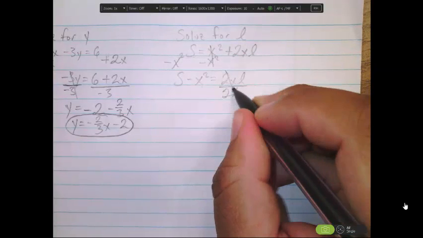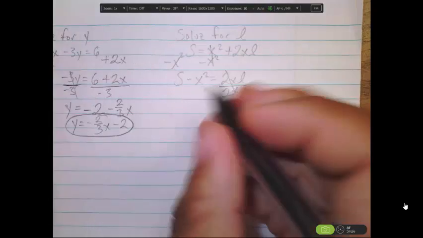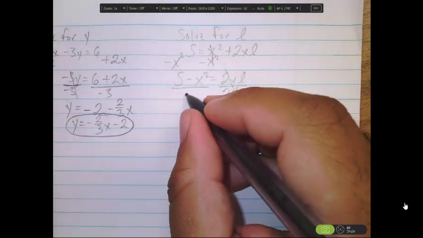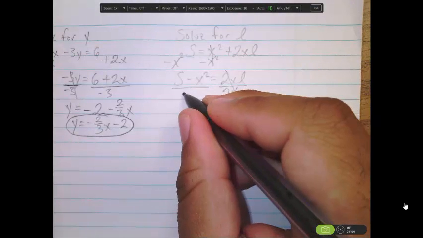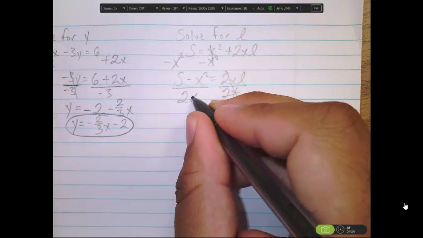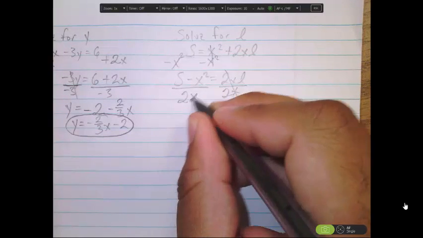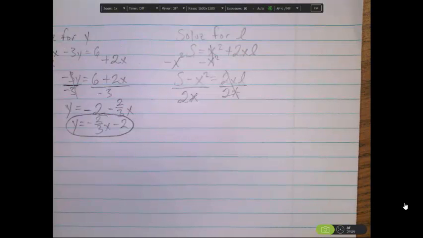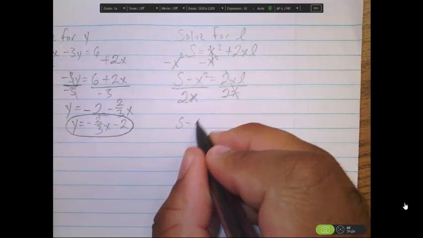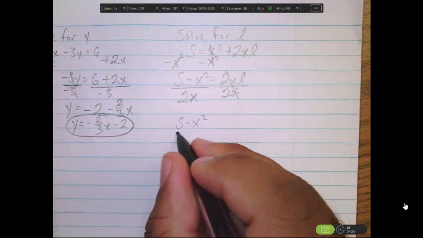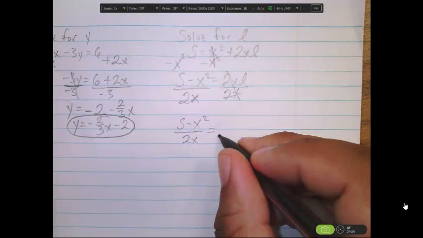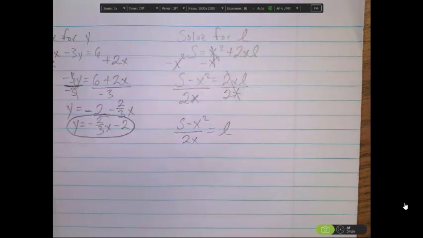Good. These two cancel, correct? Leaving that L all by itself. And we are going to have to divide it all into the other side. So s minus x squared divided by 2x. All right, there's really nothing we can do with that, so we're going to leave it just as it is, but we're going to rewrite it. So s minus x squared all over 2x equals L. Right? That looks pretty good.